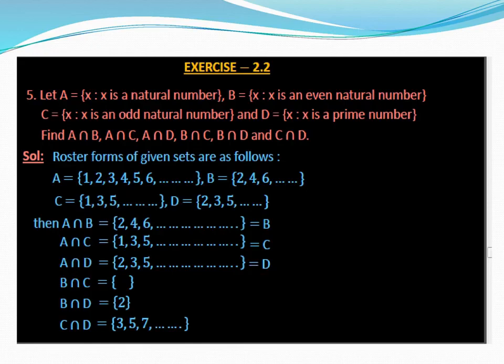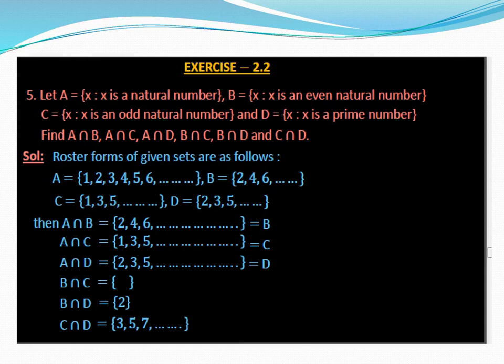Here in this problem, every set is given in set builder form, and you can change it into roster form. Now we write the set builder form of A into roster form. So A is x such that x is a natural number. So we can write A equals 1, 2, 3, 4, 5, 6 and so on. Next B, x is an even natural number. Then B equals 2, 4, 6, 8, 10 and so on. Now C, x is an odd natural number. So C is the set of 1, 3, 5, 7 and so on.